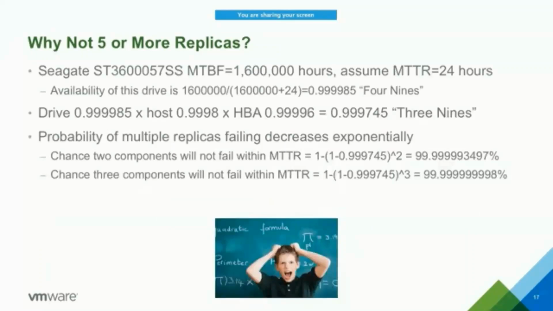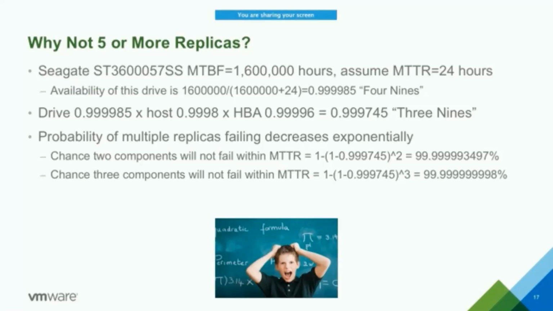Sometimes we get the question, why not 5 or more replicas? If you think about FTT equals 3, that means we're going to have 4 replicas out there. Why do we not have FTT equals 4 or FTT equals 6 or 10 or something higher? There's a lot of math on the screen. I'm not going to go into all of it. You can certainly see the numbers there.